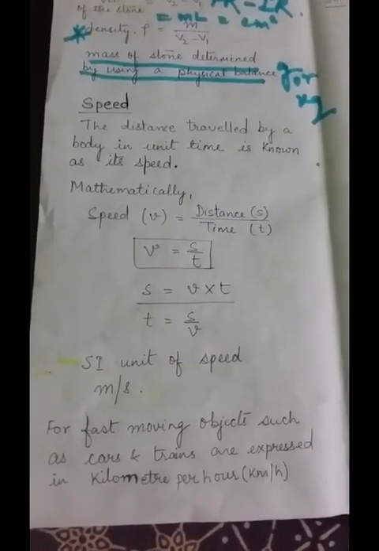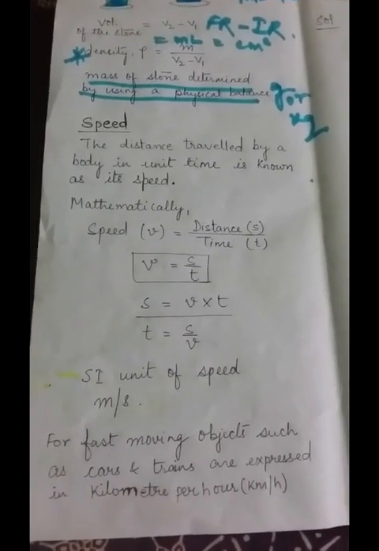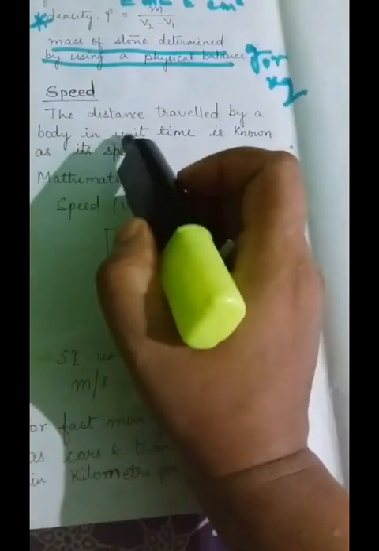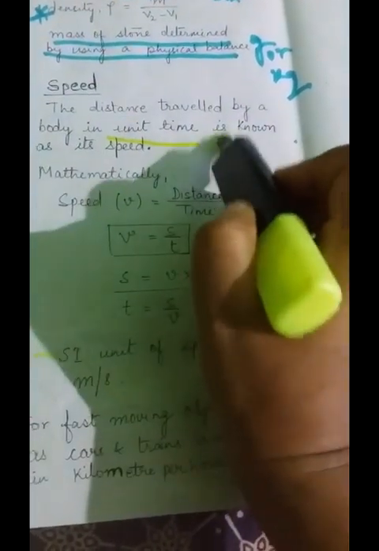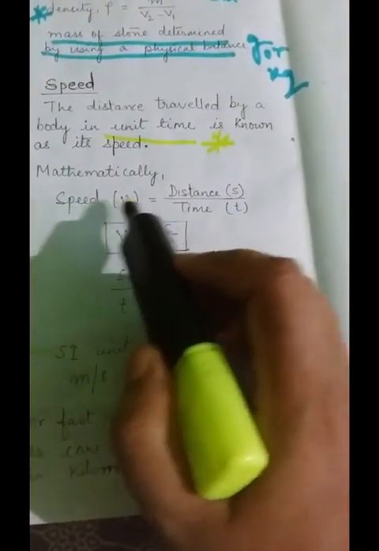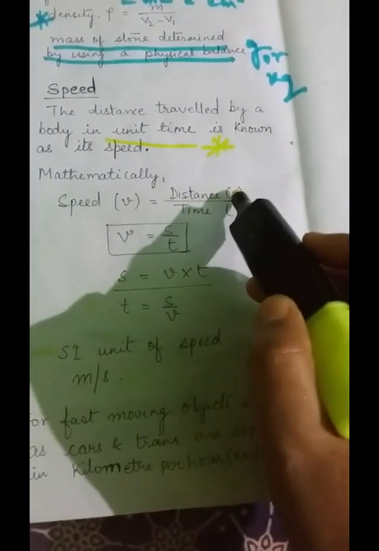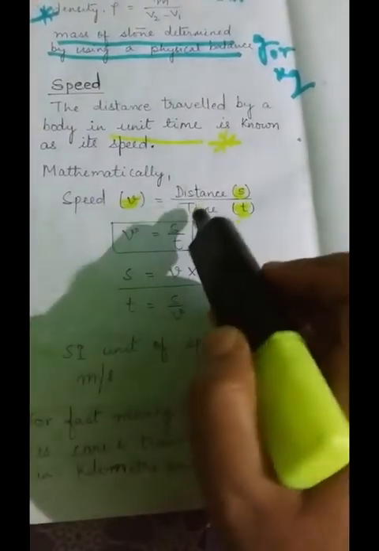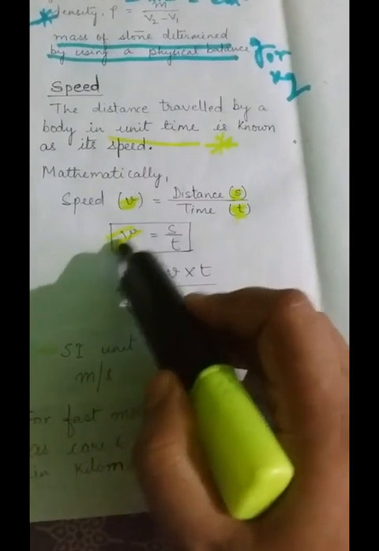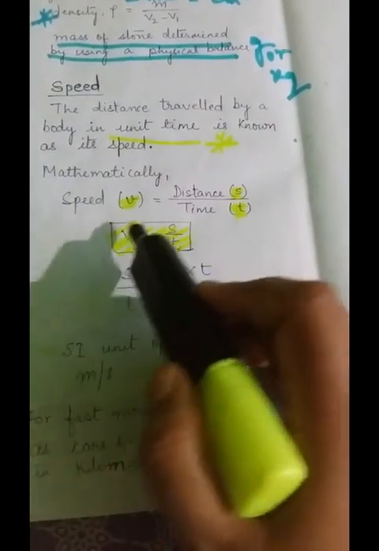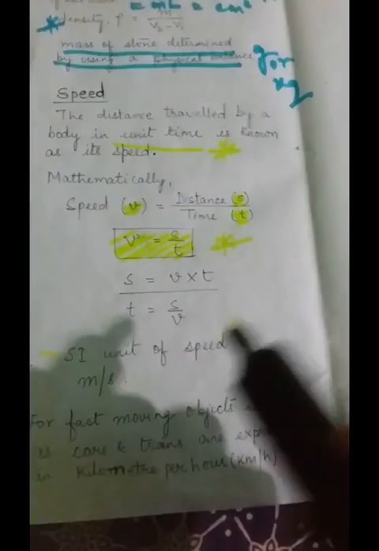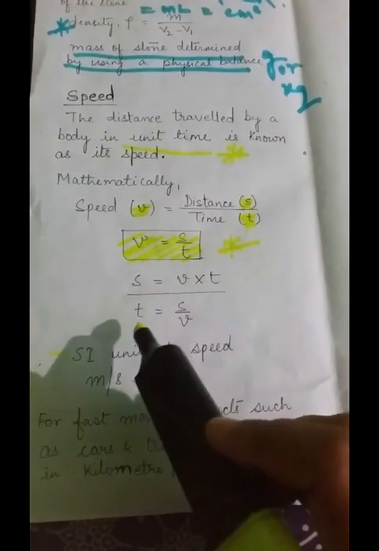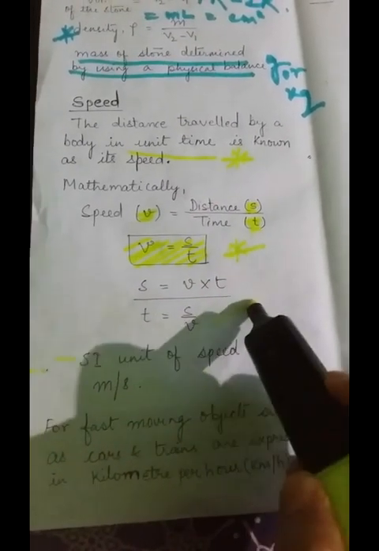Next is your concept of speed. Speed is the distance traveled by an object in a unit time, or by a body in a unit time, which is an important definition. Then mathematically, speed is given by small v, distance by small s, and time by small t. So speed is equal to distance upon time. The formula is small v is equal to s upon t. This is very important. So you can say distance is given by s is equal to speed into time, and time is equal to distance upon speed.